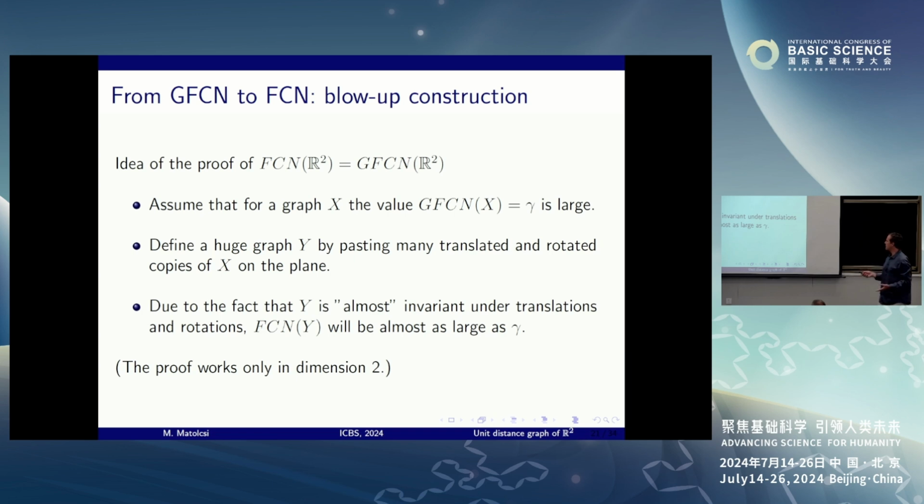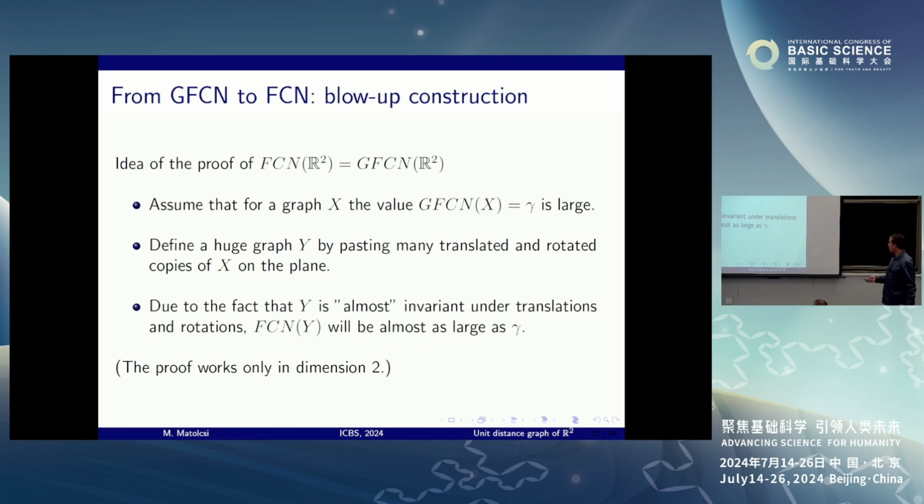And because it's almost invariant, you can prove its fractional chromatic number, without imposing the geometric constraints. The geometric constraints will be imposed almost automatically, because it's almost translation invariant and almost rotation invariant. So this huge graph will have a fractional chromatic number which is almost as large as gamma. So if gamma was 4, then my billion vertex graph will have a value of 4 minus epsilon. It might not be exactly 4, but very close to 4, as close as you want.